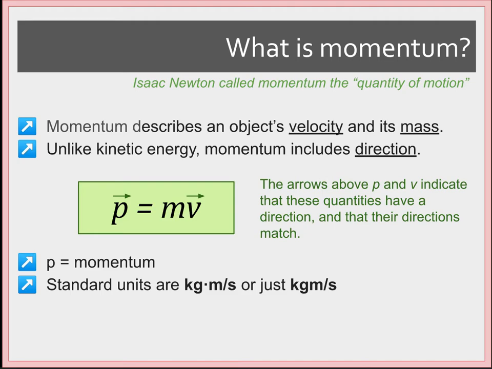Notice there's also some arrows included in this formula. Remember that indicates that the direction of these quantities makes a difference, that you should pay attention to them. They are vector quantities. Very important part of what we're talking about.